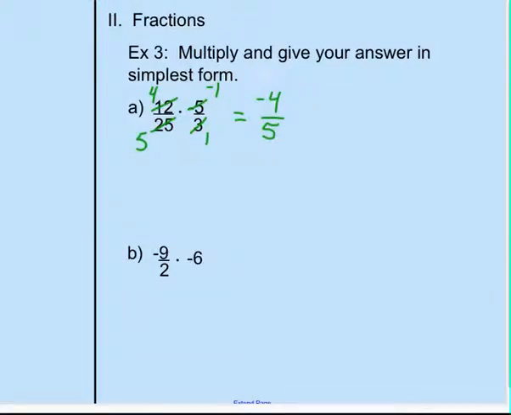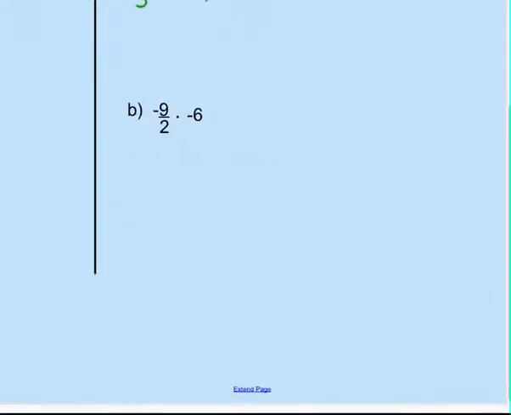Let's take a look at one more. This one we have an integer times a fraction. So what we have to keep in mind is that an integer can become a fraction by putting it over 1. So now we're going to look to see if there's anything we can simplify. And 6 and 2 have a common factor of 2. 2 divided by 2 is 1. Negative 6 divided by 2 is negative 3. And then we're going to multiply straight across. Negative 9 times negative 3 is positive 27.